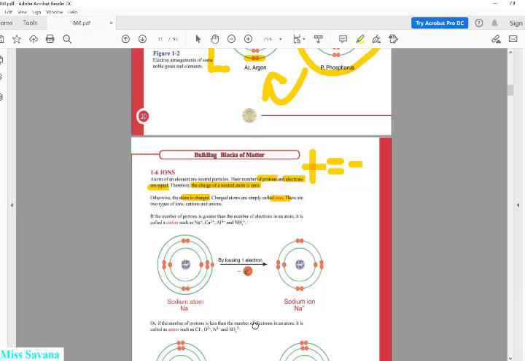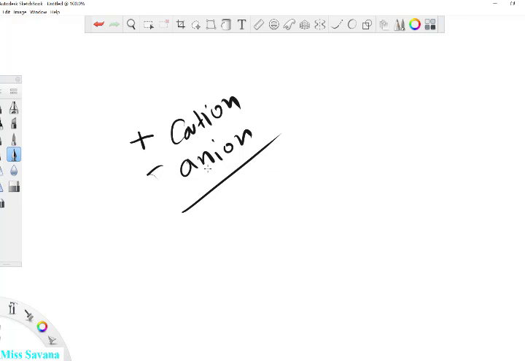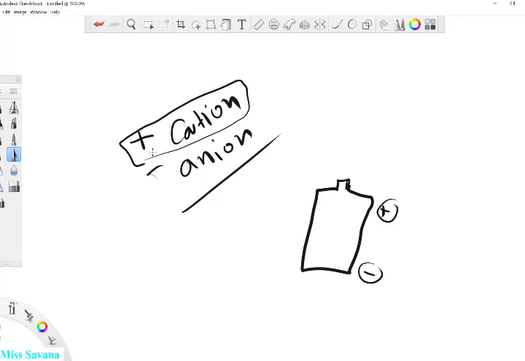Okay, guys, the same idea: the positive one you call a cation, and the negative one you call an anion. Same idea that you get from the battery. If you remember the battery in physics, you have a positive charge and a negative charge, and one is called the cathode and one is called the anode. Same idea. So anything charged positive, we call a cation.